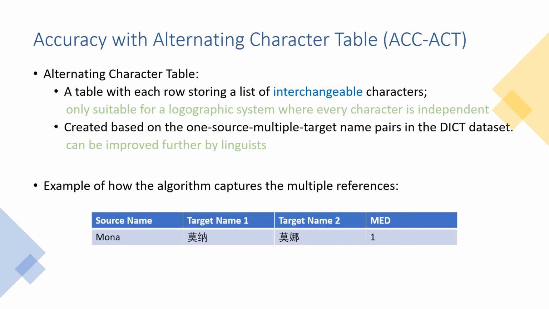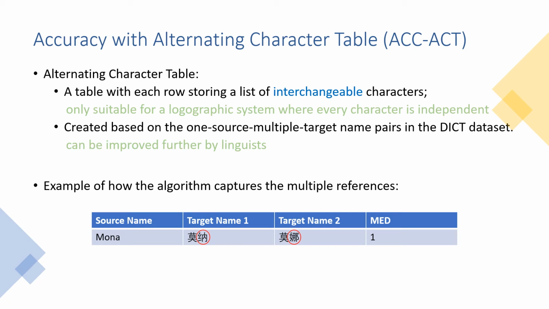Here is an example of how to apply the ACC-ACT algorithm. The source name Mona has two possible transliterations in Chinese, where distinct characters occur in the same position. Suppose the model predicts the second transliteration, while the dataset only includes the first one.